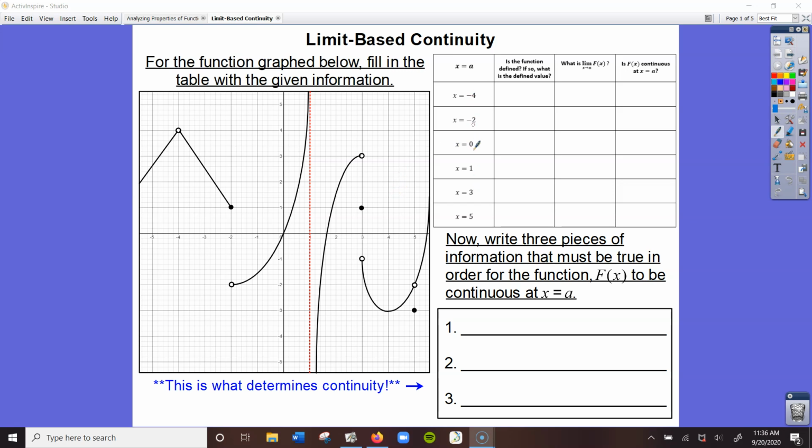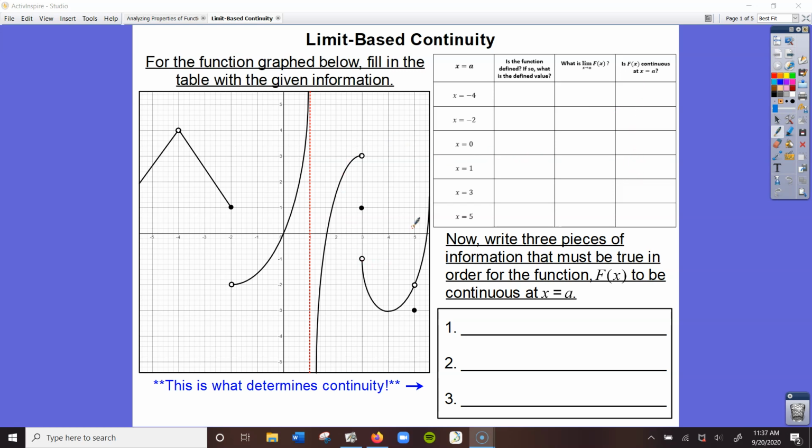So for each column, you see that the first one gives us the x value. In the second column, we have to state whether the function is defined at that x value, and if so, we're going to write the function value. The next column, we're going to write out what is the limit of that function at that particular x value, and then we're going to determine if it is continuous.